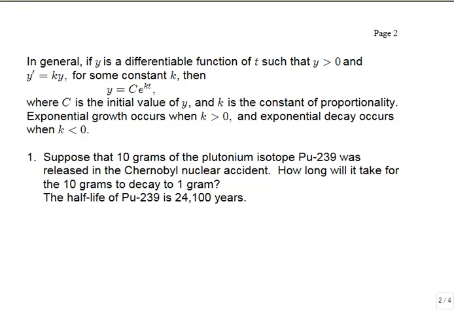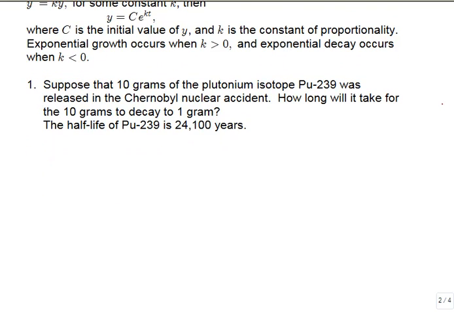So here's a very typical example of exponential decay. Suppose that 10 grams of the plutonium isotope Pu-239 was released in the Chernobyl nuclear accident. How long will it take for the 10 grams to decay to 1 gram? And we're going to have to use the fact that the half-life of this plutonium isotope is 24,100 years.